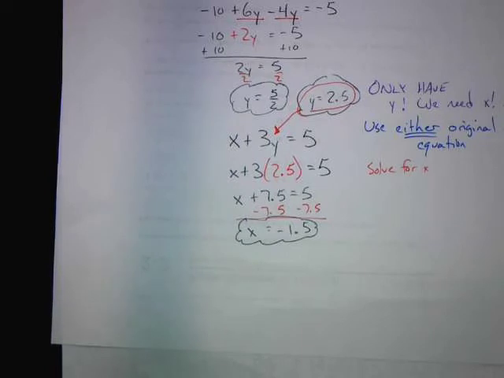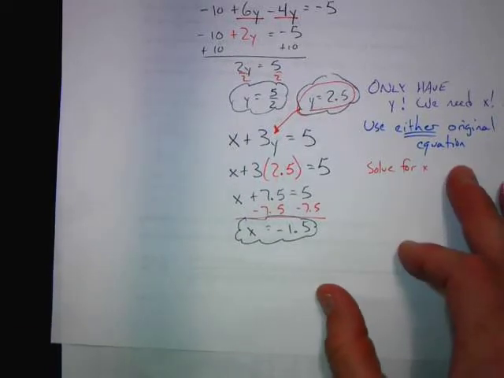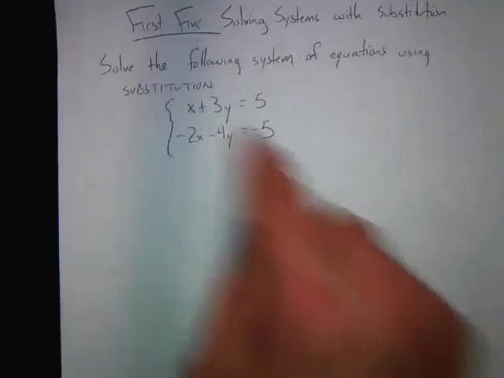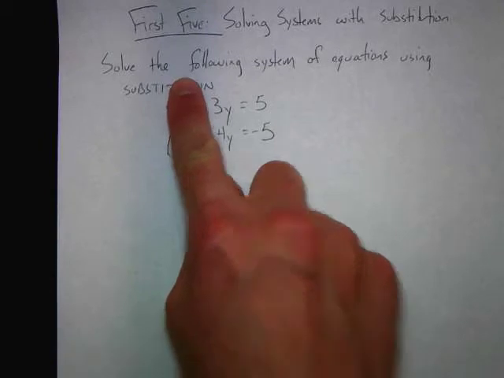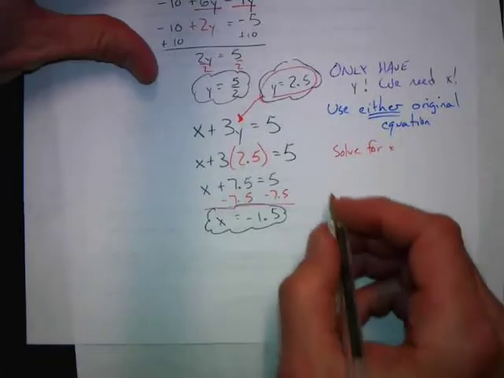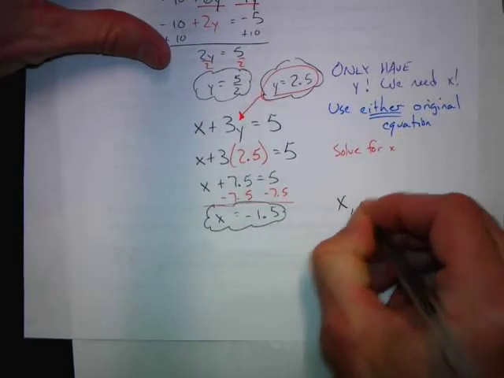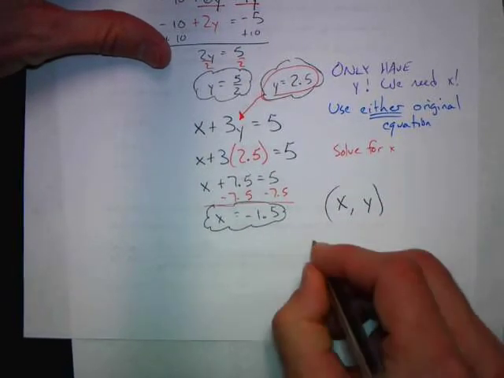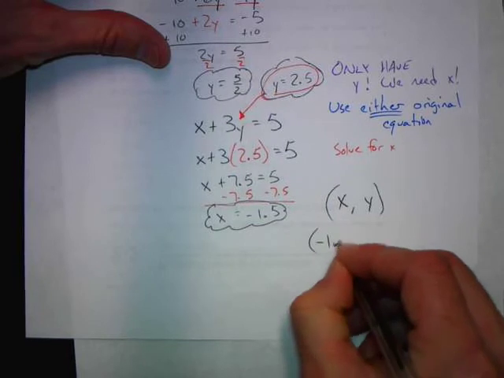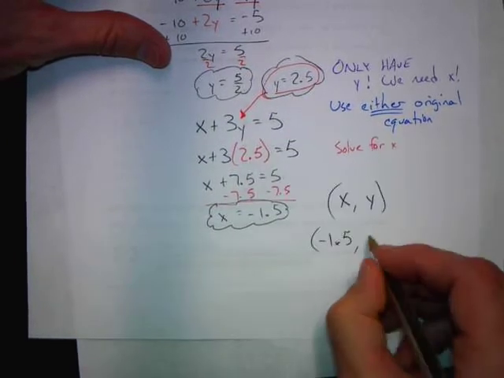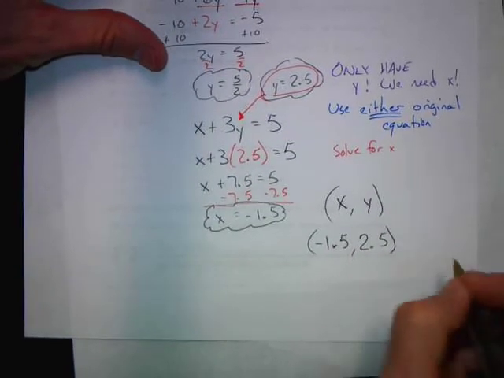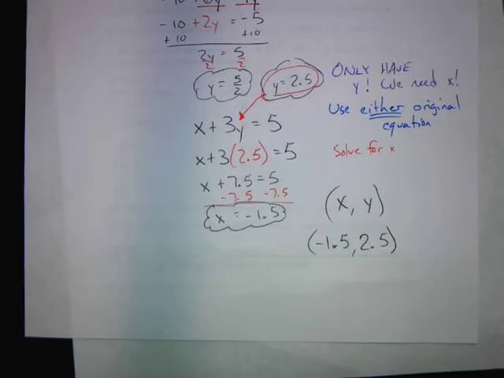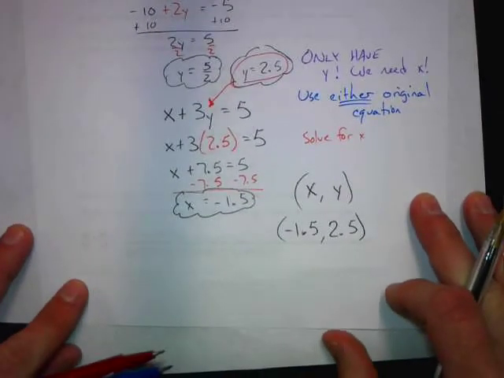So now, what is the solution to a system of equations? Are we done yet? Well, the solution is an ordered pair. So make sure that you're listing your answer as an ordered pair. Remember, ordered pairs look like x comma y. So make sure your ordered pair has the x coordinate first, then the y coordinate.